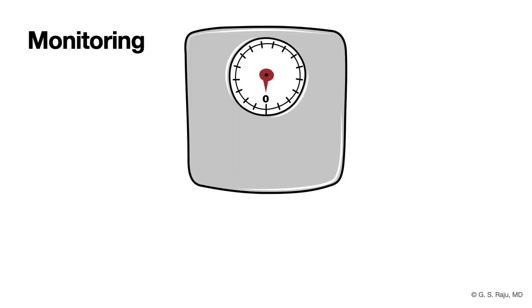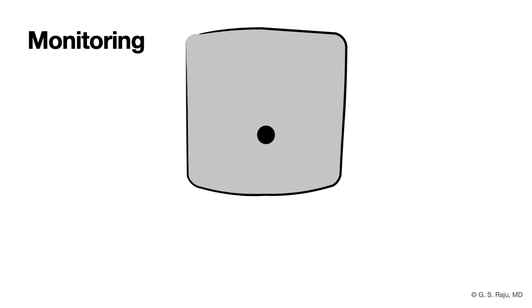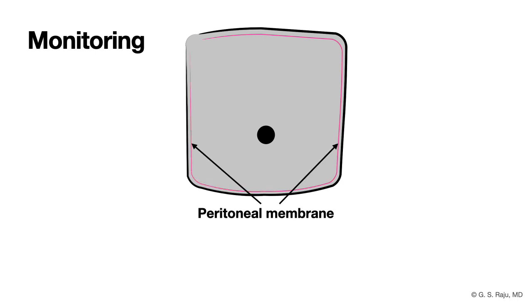So how do you monitor the patient? You should advise the patient about measuring their weight daily. It's very important. And you also explain to them about how the fluid exchange happens in the peritoneal cavity. And if you look at the abdomen and lining with peritoneal lining, that peritoneal membrane can exchange fluid to a maximum of 500 ml per day.